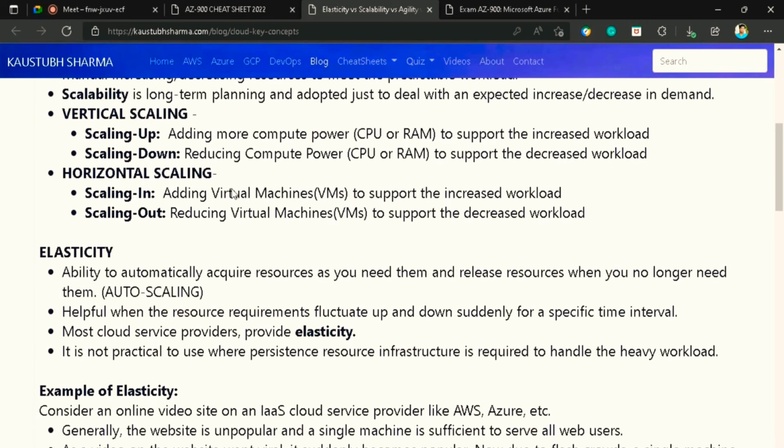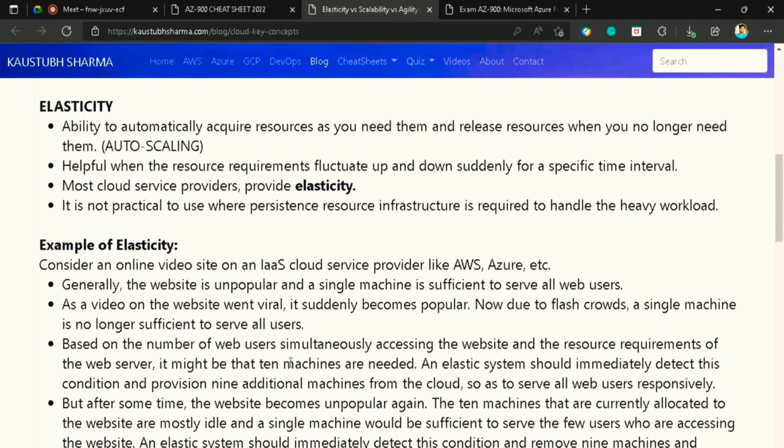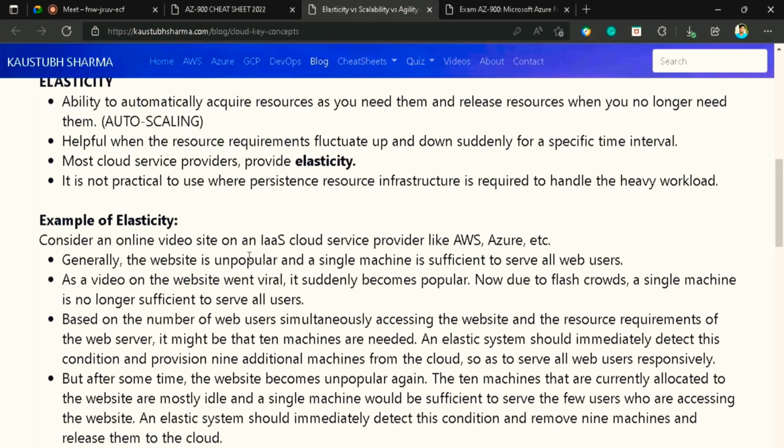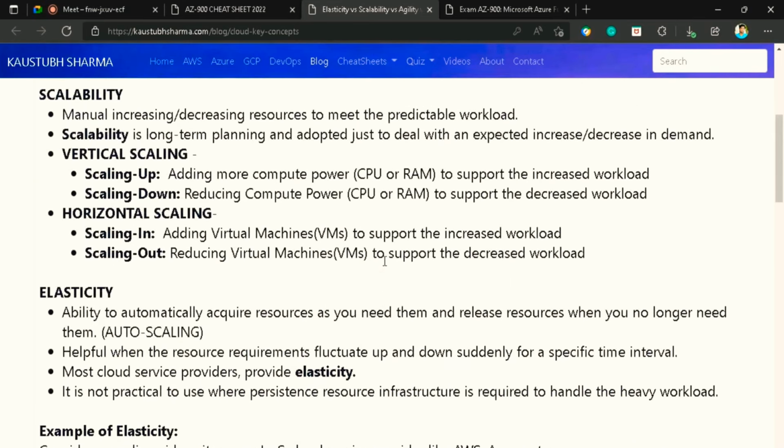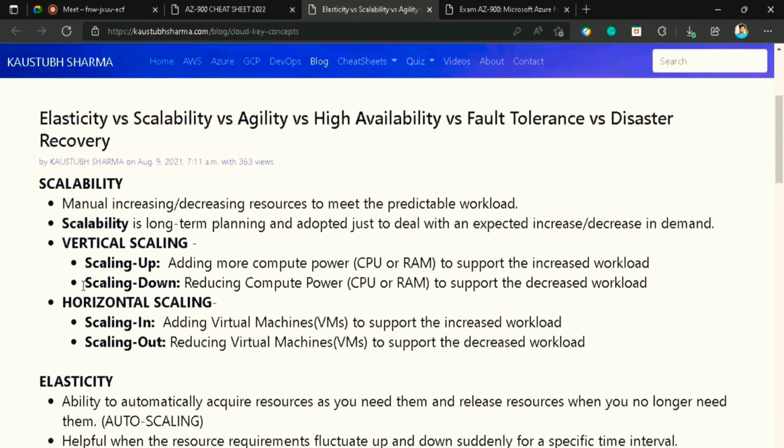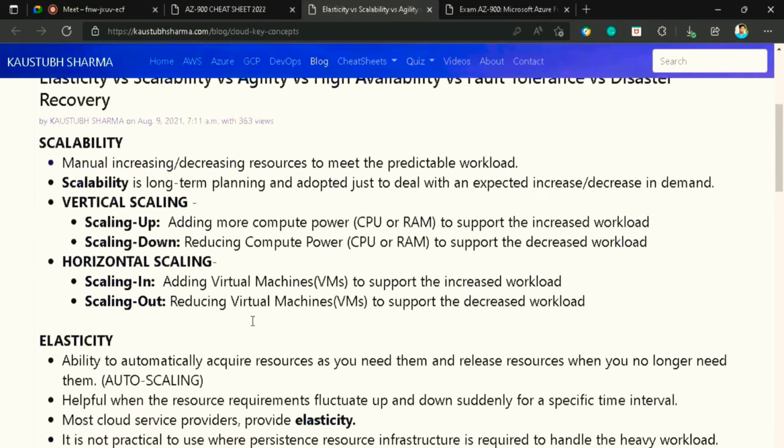But in this case, I don't know which video will go viral. So here my system should be elastic enough to automatically detect and handle it, because the workload is not predictable. So you understand why we need both elasticity and scalability.